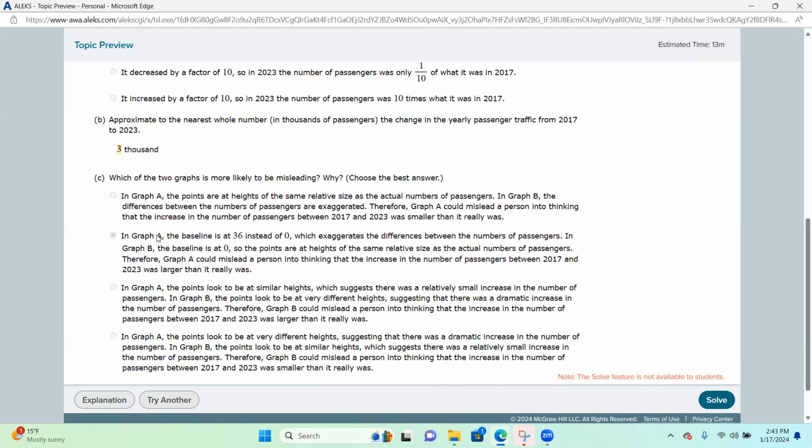It says in graph A, the baseline is at 36 instead of 0, which exaggerates the differences between the numbers of passengers. In graph B, the baseline is at 0, so the points are at heights of the same relative size as the actual number of passengers. Therefore, graph A could mislead a person into thinking that the increase in the number of passengers between 2017 and 2023 was larger than it really was.